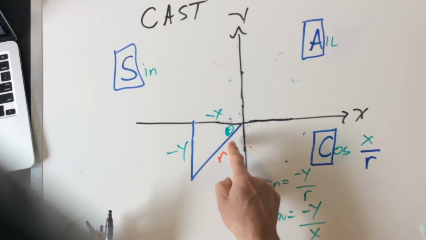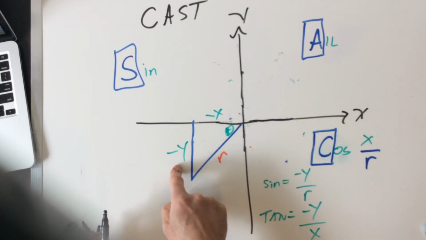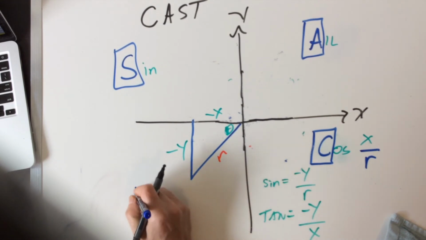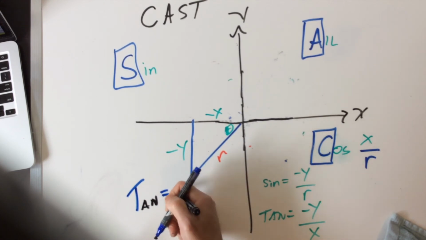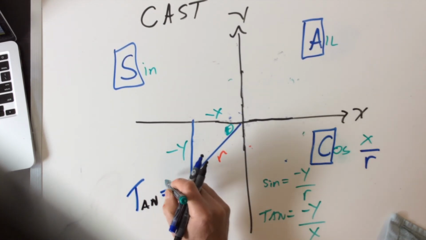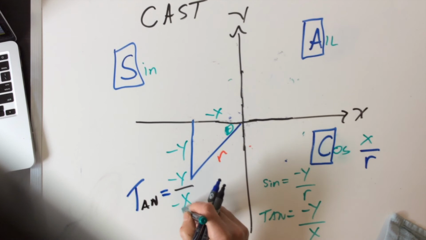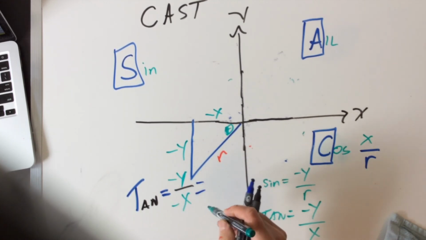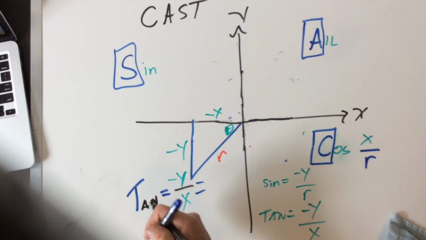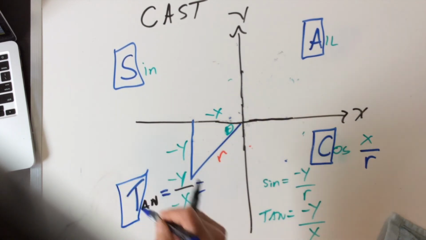And tangent, which is opposite, let's write that. We've got tangent is equal to the opposite over the adjacent. Negative over a negative gives us a positive. So in fact, it is positive.